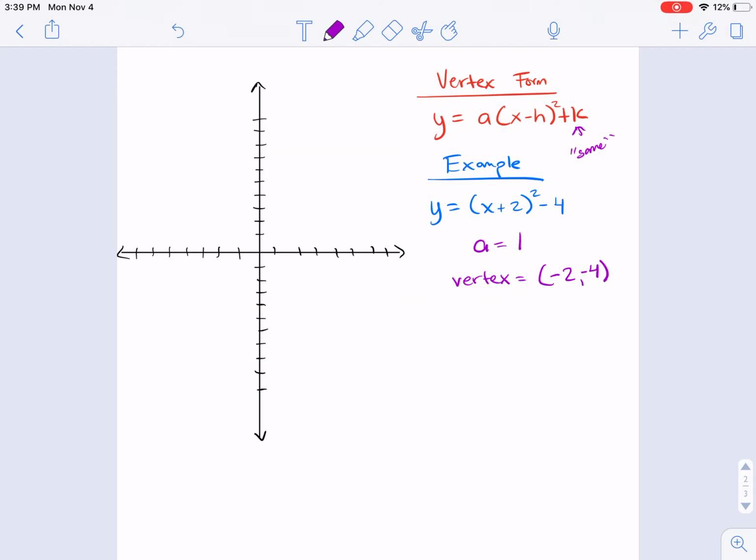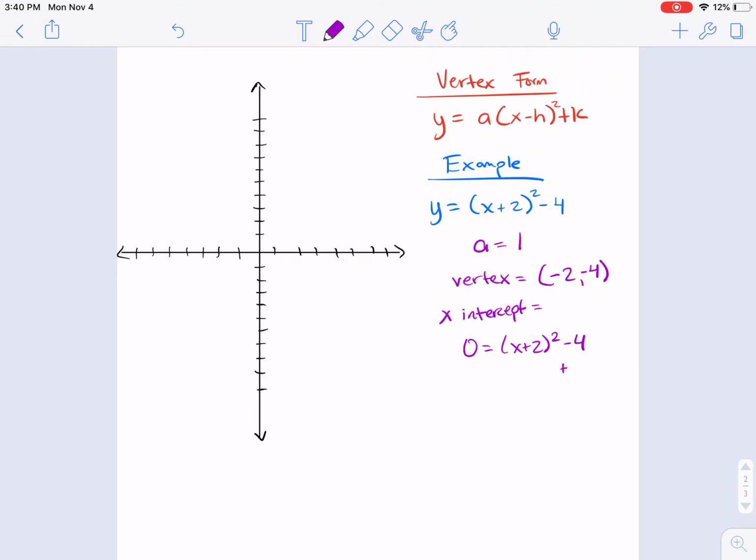Now, the next two pieces of information that are really important that you can find are the x and the y intercepts. And just like with any linear equation or any other type of equation, if you want to find the x-intercepts, which is where that crosses the x-axis, I'm going to substitute 0 in the place of y. So 0 equals x plus 2 squared minus 4. And when I go to solve this, it's going to tell me my x-intercepts.